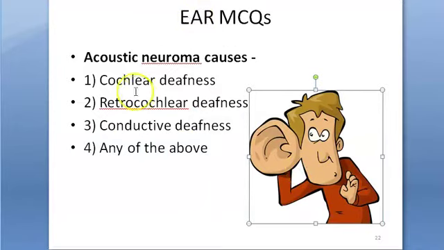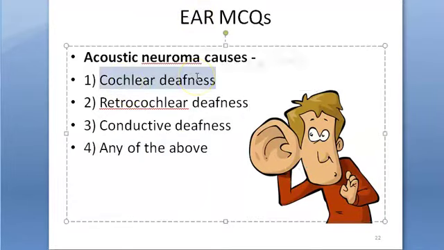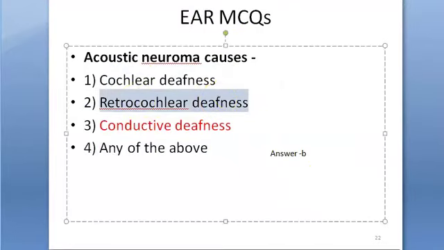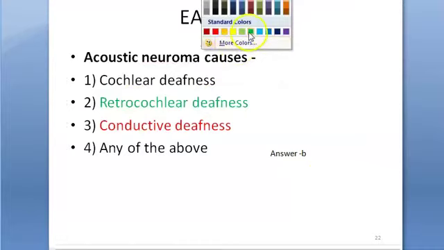Because sensory neural deafness is the first symptom the patient presents with, they said. So if there is sensory neural deafness, definitely it is not conductive deafness. So we'll remove this. This is not what we are looking for. Then cochlear deafness, retrocochlear deafness. Let's see the answer. B. Oh, there is a term called retrocochlear deafness. So this is the answer.